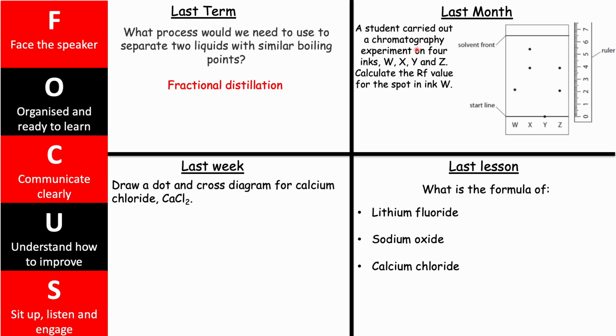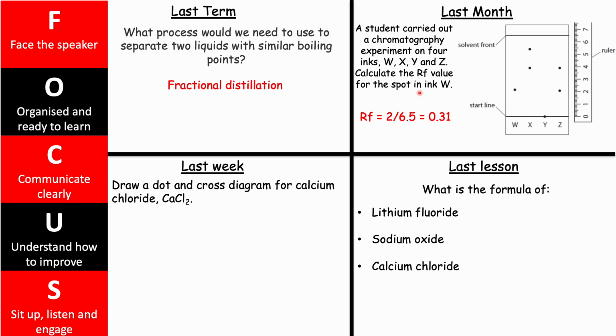If we look at the last month question, it says a student carried out a chromatography experiment on 4 inks. Calculate the RF value for the spot in ink W. Well, I know to calculate RF, it's how far does the dot move divided by how far does the solvent move. Here, the spot in W moved 2 centimetres according to the ruler, and the solvent moved 6.5 centimetres. So the calculation I'm going to use is 2 divided by 6.5, and that gives me 0.31.